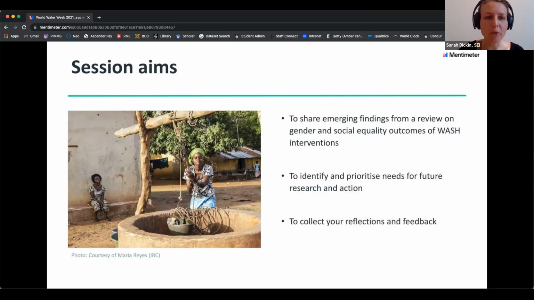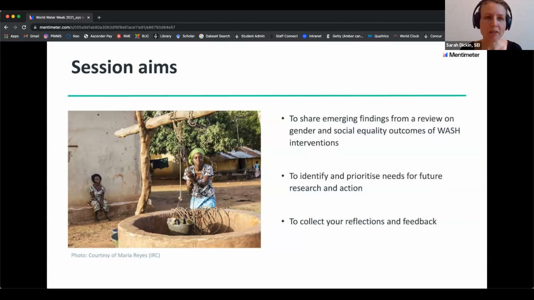Before we go any further, I also want to clarify what we mean by the term gender and social equality outcomes. We're talking about outcomes or impacts resulting from WASH interventions that contribute to gender equality, as well as outcomes that contribute to broader social inclusion. For example, an outcome could be increasing decision-making opportunities for women or people with disabilities, people from marginalized ethnic or religious groups, sexual or gender minorities. In reality, many of these outcomes are intersecting and overlapping. For short, throughout the session, we often refer to them as GSE outcomes.